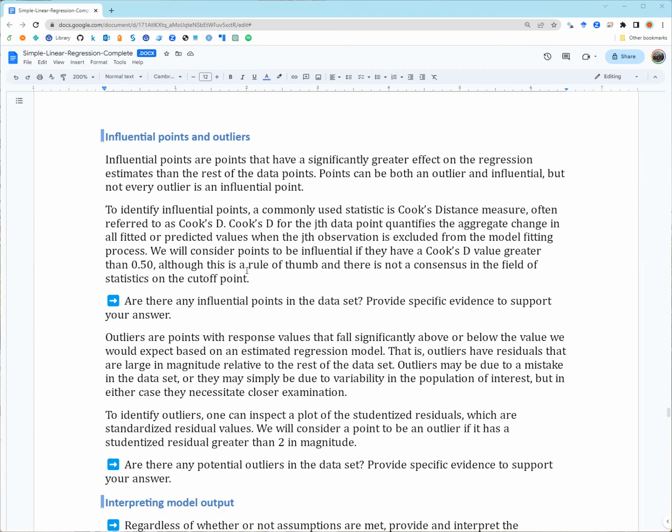Influential points and outliers are two different but related concepts. Influential points are observations that have a significantly large effect on the regression estimates relative to the rest of the data. Observations can be an outlier and influential, but they can also be one or the other. Not every outlier is influential, and conversely, not every influential point is an outlier.